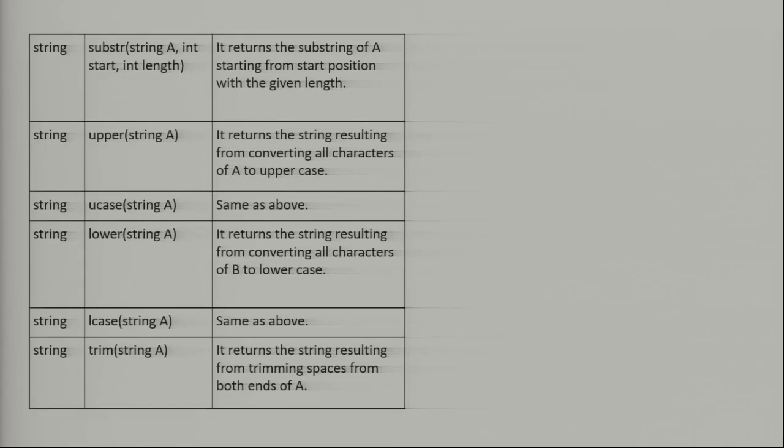Then we have three important points, that is upper and then ucase. It returns the string resulting from converting all characters of A to uppercase.